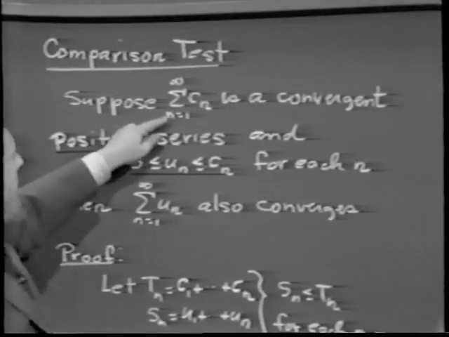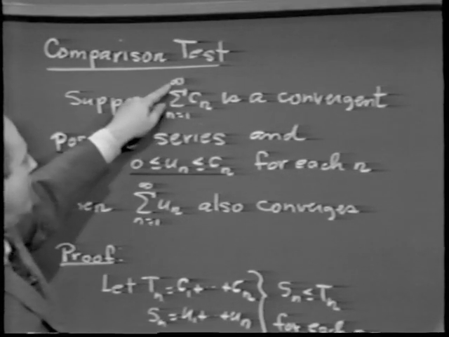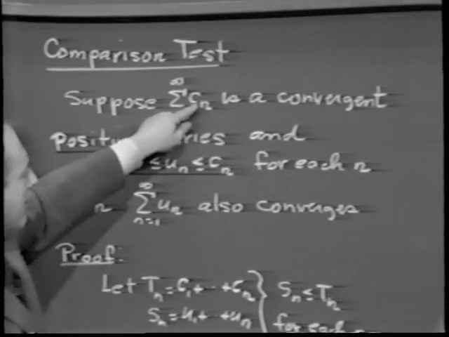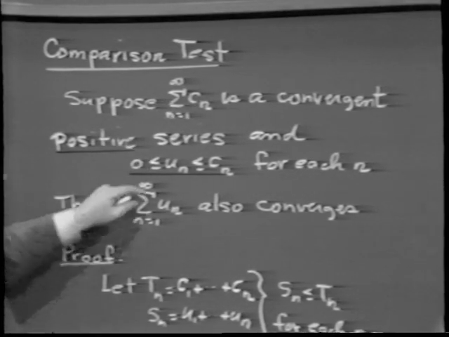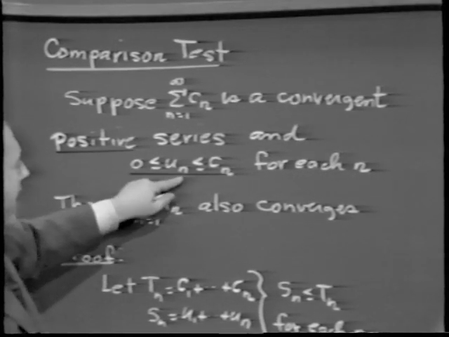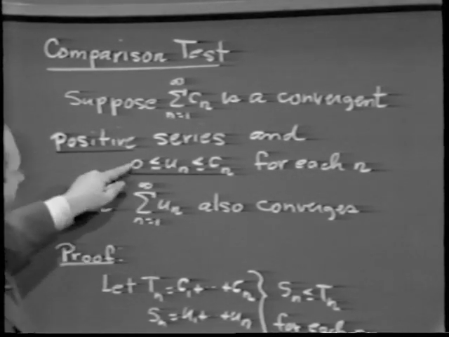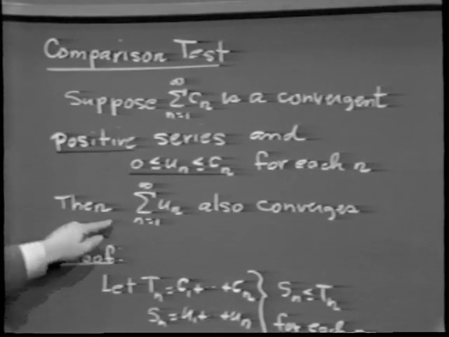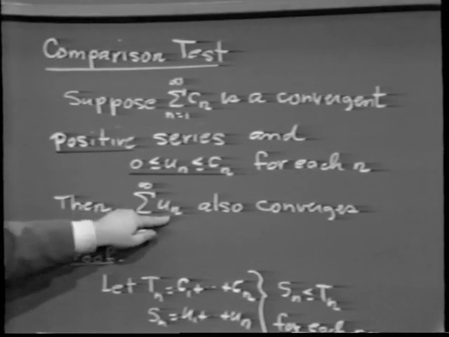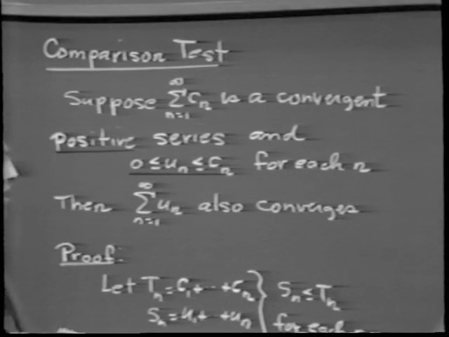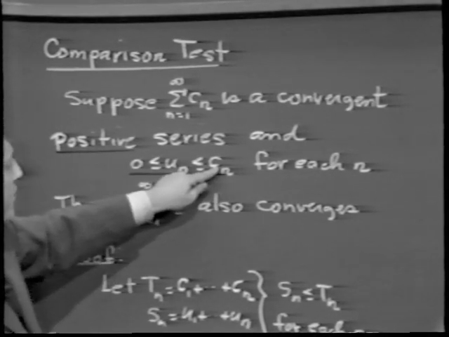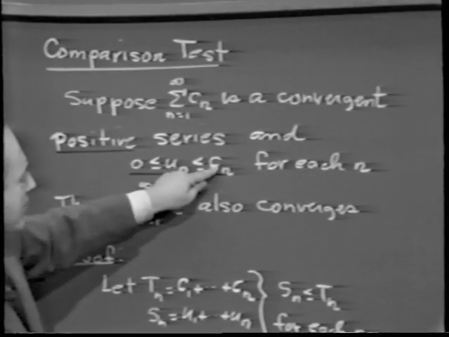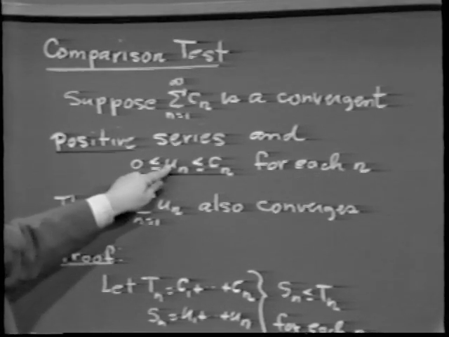The idea is this. Let's suppose that we know that summation n goes from 1 to infinity, c sub n, is a convergent positive series. In other words, all of these are positive, and the series converges. Suppose I now have another sequence of numbers, u sub n, where each u sub n is positive, at least as big as 0, but can be no bigger than c sub n for each n. Then the statement is that the series formed by adding up the u sub n's must also converge. In other words, here's a bunch of positive terms that can't get too large, and these terms in magnitude are less than or equal to these. Therefore, this sum can't get too large either.